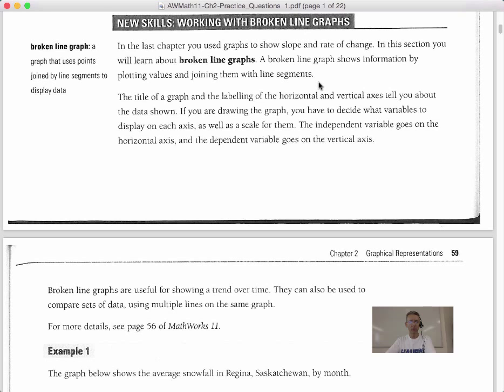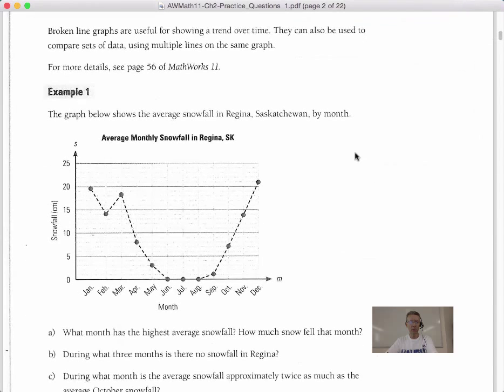Now these graphs typically have a title, and they have the horizontal and vertical axis labeled, and remember you need to put the independent variable on the horizontal axis and the dependent variable on the vertical axis as before. So time, for example, would almost always go on the horizontal axis, and if we scroll down, let's see what they've got. In this case it's month, so that is a value of time, and in this case snowfall, the amount would be dependent on the particular month in question.